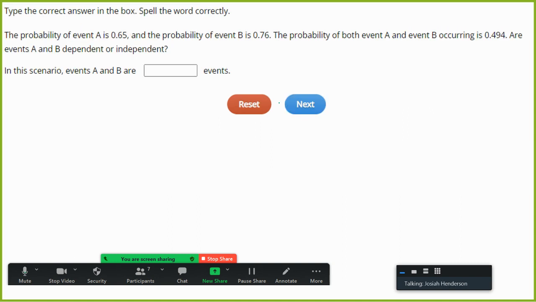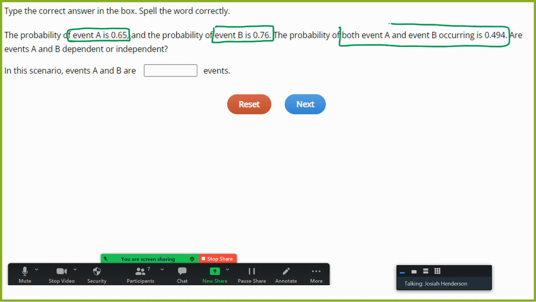Let's try another one. Now we're actually going to start using the numbers to figure out independent or dependent. Let me read this from the top. The probability of event A is 0.65, and the probability of event B is 0.76. The probability of both event A and event B occurring is 0.494. So we'll keep reading. Are events A and B dependent or independent? We're simply trying to figure out whether they're dependent on each other or independent.